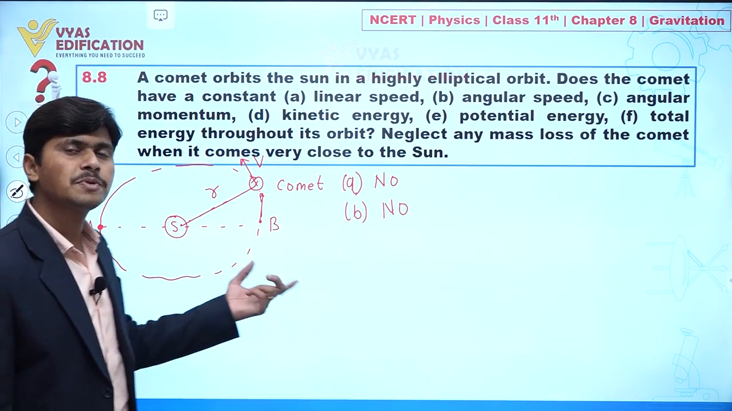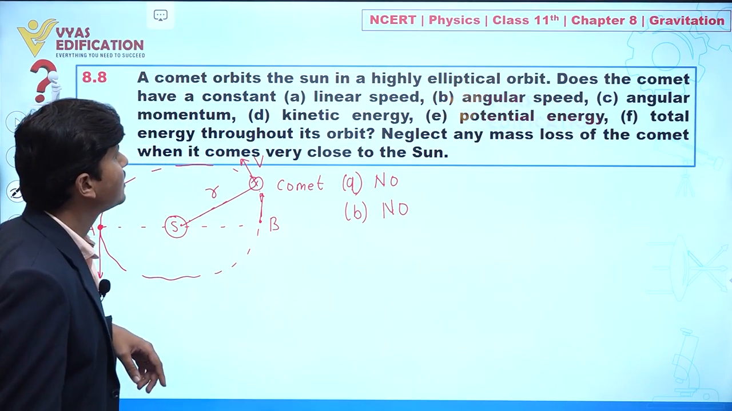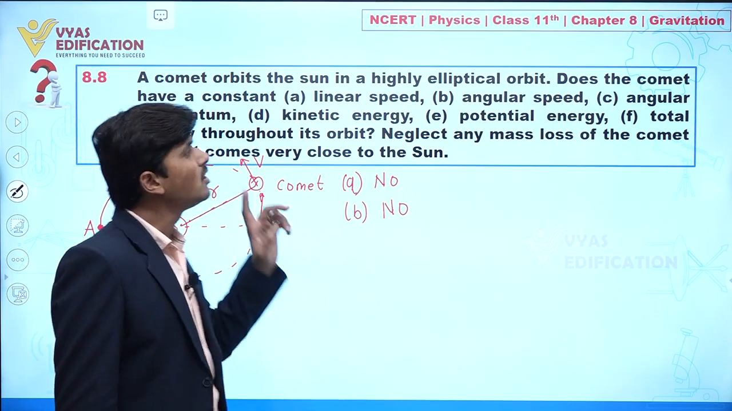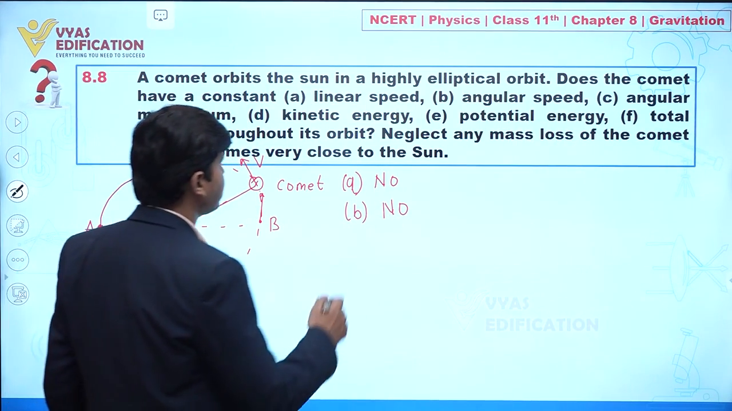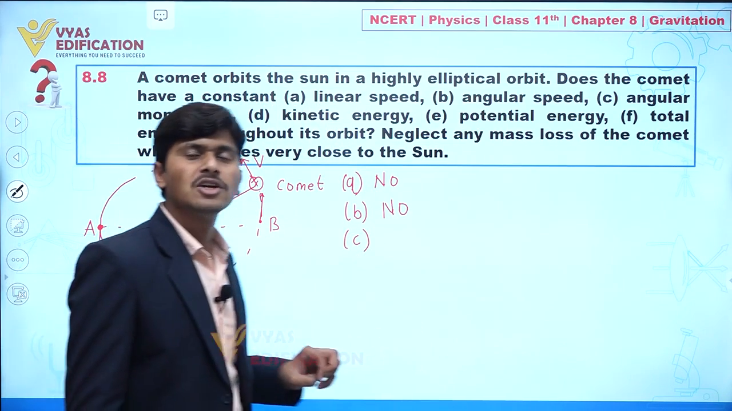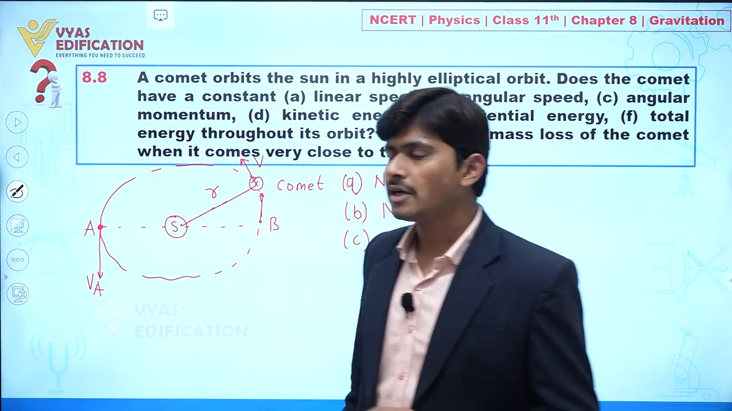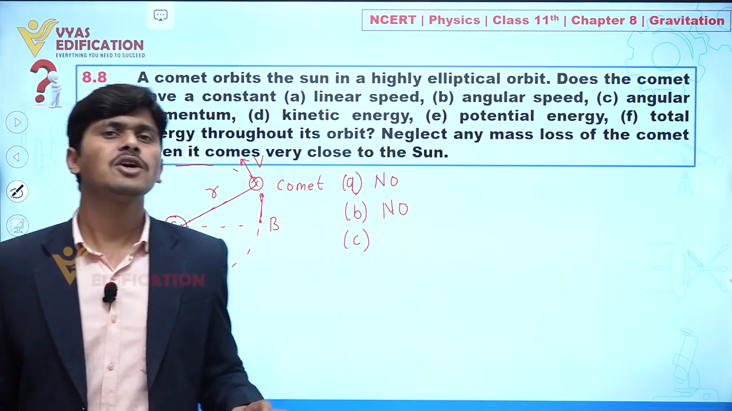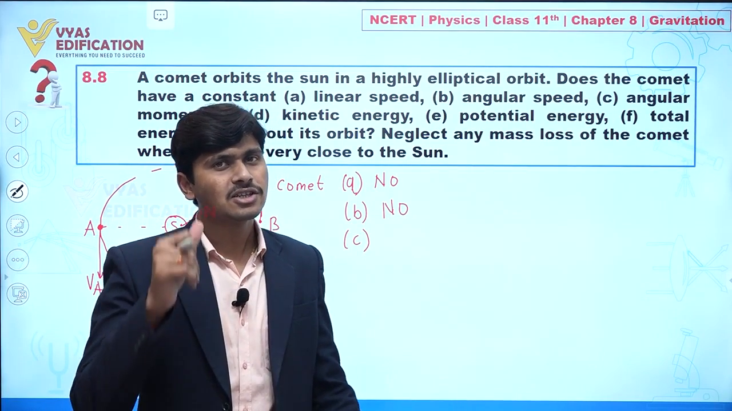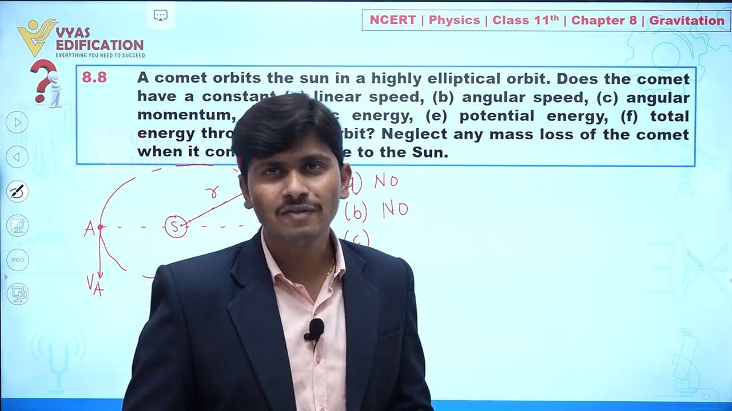Angular speed also changes, and we can say yes, definitely this value we have no. Now if I am talking about part number C, in part number C angular momentum is given to you. Always keep in mind, whenever any planet or any comet is revolving around the sun, at that time we can say total angular momentum always remains conserved.